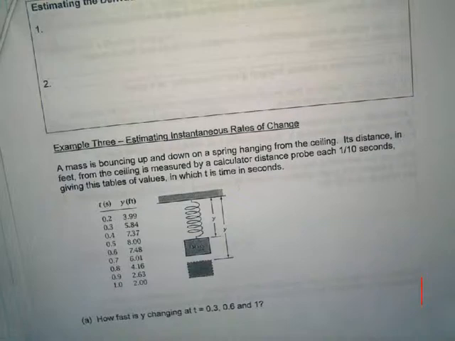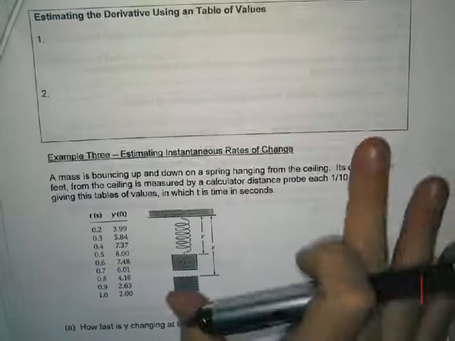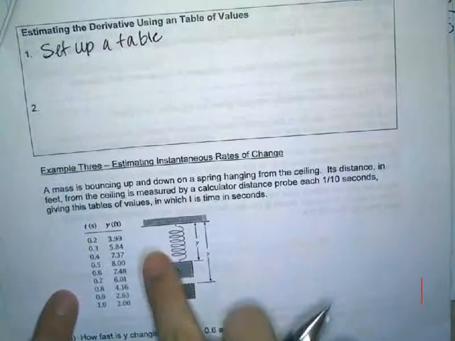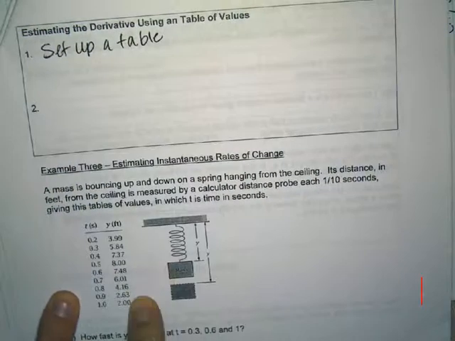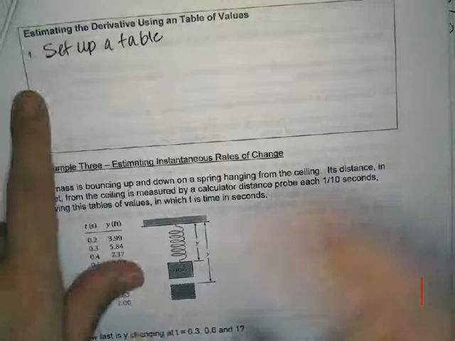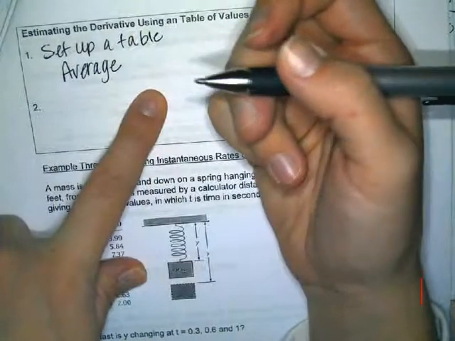All right, so for example 3, we're looking at a mass bouncing up and down on a spring hanging from a ceiling. Its distance in feet from the ceiling is measured by a calculated distance probe every 1/10 of a second. So that kind of distance probe just gives you a data set. It doesn't give you an equation, it just gives you a table of values. So your time is seconds, and then this is the distance from the ceiling.